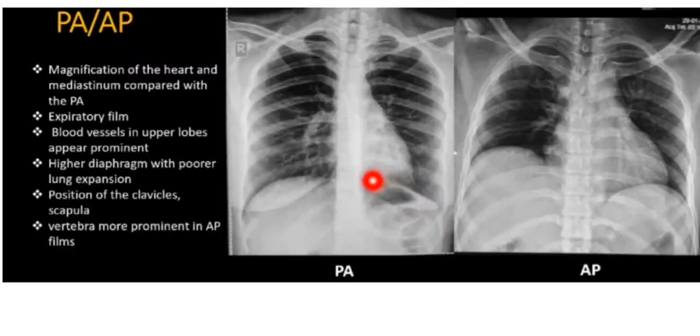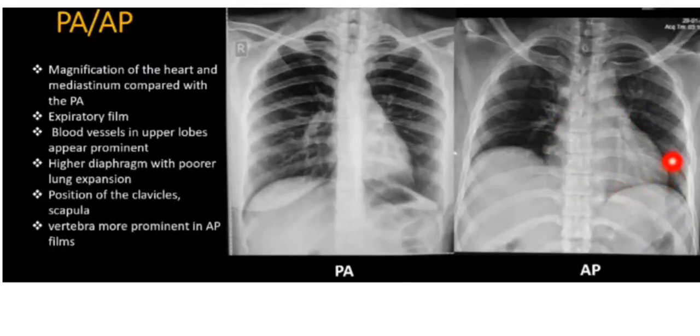Again, if you look at the heart shadow, this is the heart shadow on the left side of the X-ray. Usually two thirds of the heart should be on the left side of the spine. This is the spine vertebra. So two thirds of the heart should be on the left side, and usually one third of the heart is on the right side of the spine.